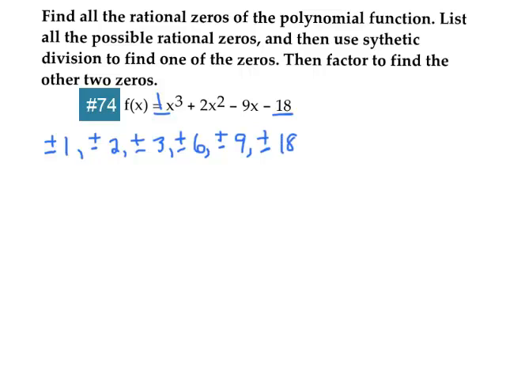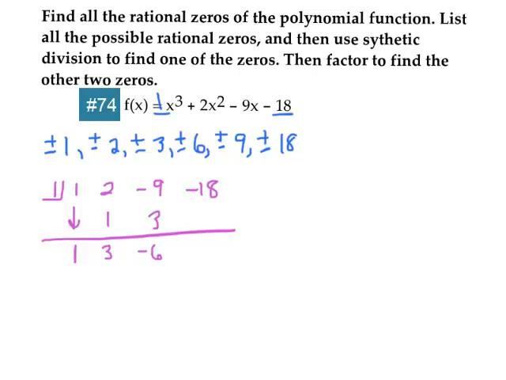The likelihood that one of those really big numbers like 9 or 18 is the right one is pretty slim, so let's try 1. What we want to have happen is we want to get a 0 at the end of our synthetic division. So drop the 1. 1 times 1 is 1, 2 plus 1 is 3, 1 times 3 is 3, negative 9 plus 3 is negative 6, 1 times negative 6 is negative 6, so no, it wasn't positive 1.